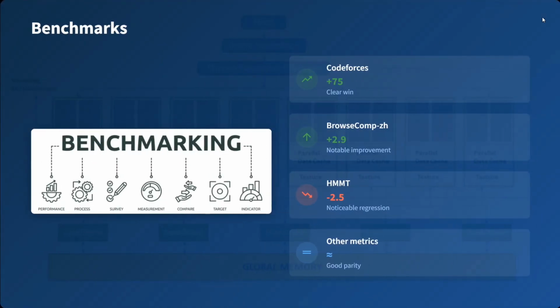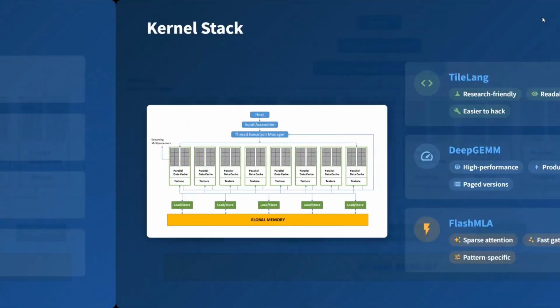Apart from that, talking about the benchmarks, on Codeforces it has improved compared to 3.1 Terminus. Similarly on BrowseComp, but on HMMT and other metrics, it's quite equal. So some gains have been observed, some minuses have been observed. The model hasn't outperformed everything, but it has introduced a new concept called DeepSeek sparse attention.